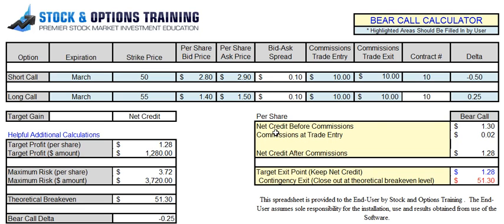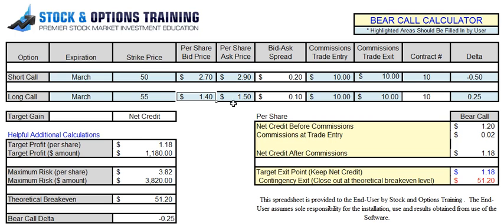So what's happened? Well, the net credit before commissions has changed, and just to highlight that, let's change one of these numbers just to note again what happens. Again, this net credit before commissions figure changes once we change these critical criteria, the short call bid price and the long call ask price.